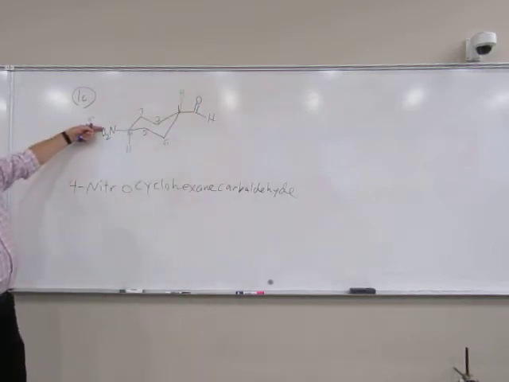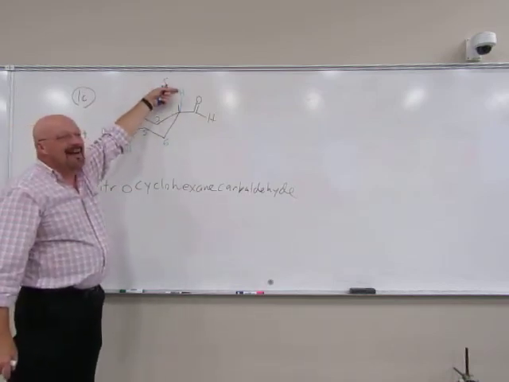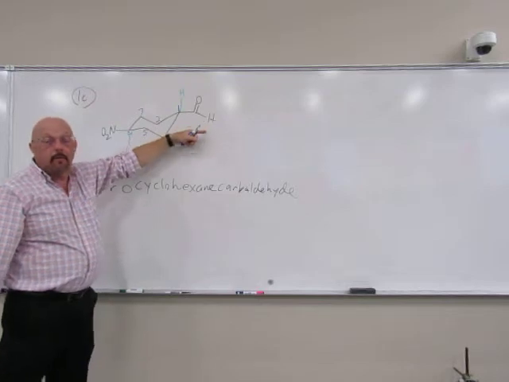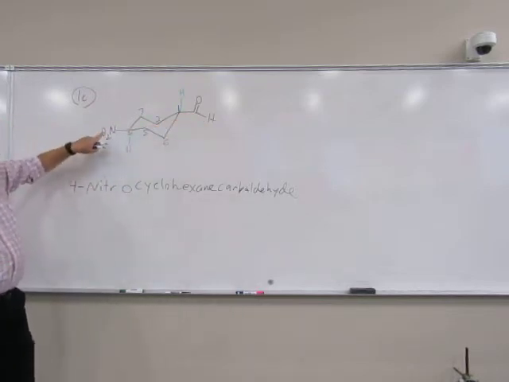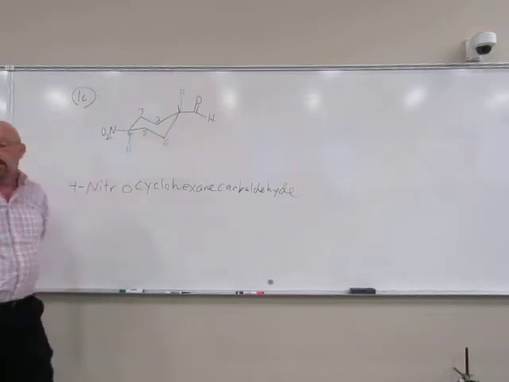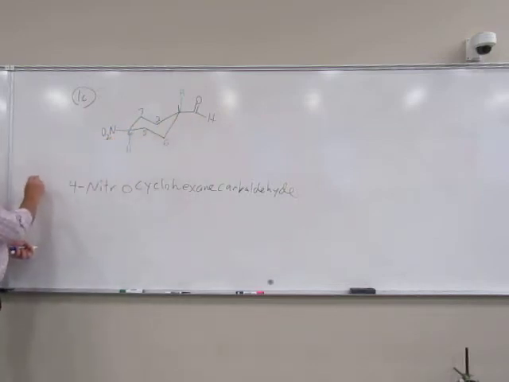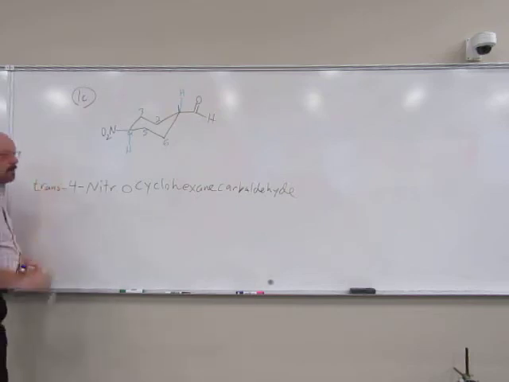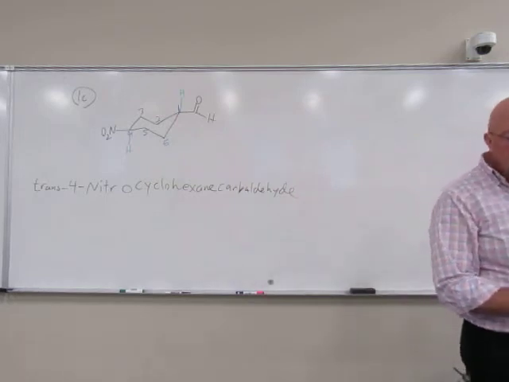So I have a nitro on top, hydrogen on bottom. Here on this side, hydrogen is on the top and the aldehyde's on the bottom. So the two groups are on opposite sides. You've got one on top, one on bottom. They're on opposite sides. That's trans. Trans is the stereochemistry there. They're on opposite sides of the ring.